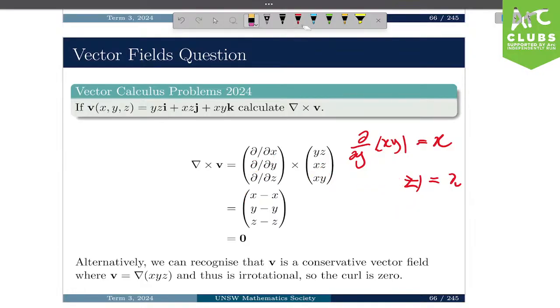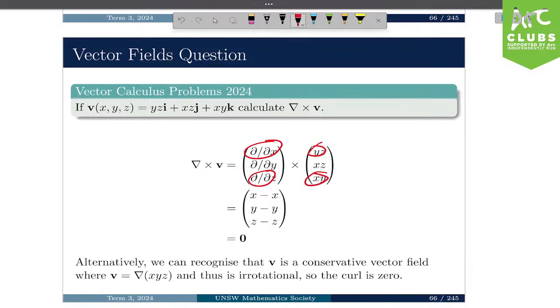Okay, so then doing the cross product for the next term, we match up this with this, subtract this with this, which gives us y minus y. And then for our final term, we do this with this, subtract this with this, which gives us z minus z. So conveniently, our curl is 0. Okay, so this is the proper way of doing it.